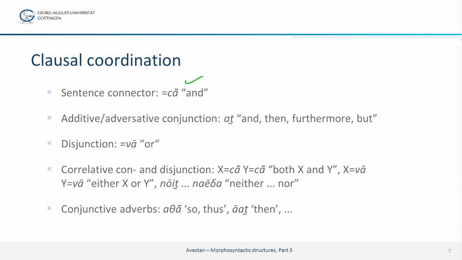The conjunction, the additive or adversative conjunction at, and then furthermore or but, and the disjunction va, or. Then there are correlative disjunctions, namely cha, cha, both x and y, va, va, either x or y, and noit, neither, neither, nor. Finally, there's a number of conjunctive adverbs such as atha, thus, and art, then.